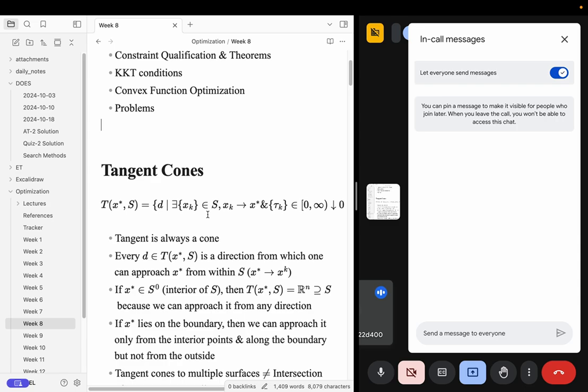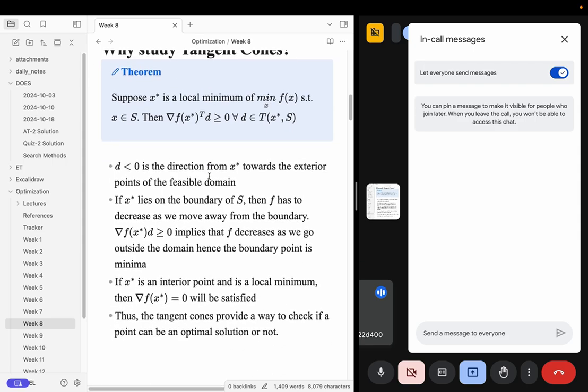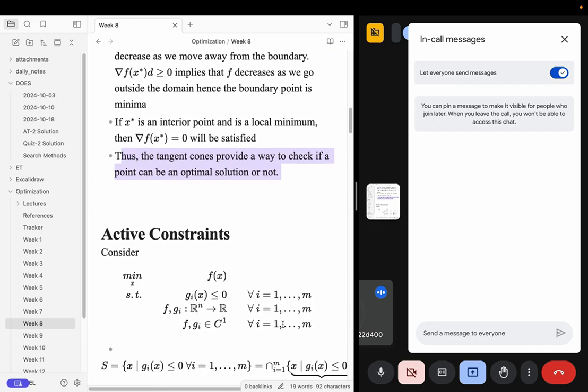The minimum can happen at the boundary, or it can happen outside the boundary as well. So I need to solve the problem in such a way that I identify the boundary in some way, and tangent cones are one way to do that. The bottom line is that these tangent cones will help us identify the points where I have to search for the condition where the gradient is 0. Essentially, it will reduce the number of search points.